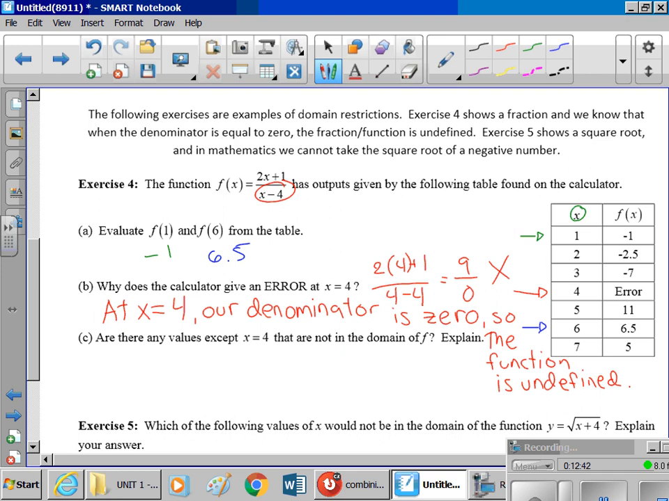So C says, are there any other values or any values except for x equals 4 that are not in the domain of f? And it says explain. And if you had this in your calculator, you could go up and down the list and you wouldn't find any other errors anywhere because this is the only domain restriction. So we're going to say no, there are not. There we go.